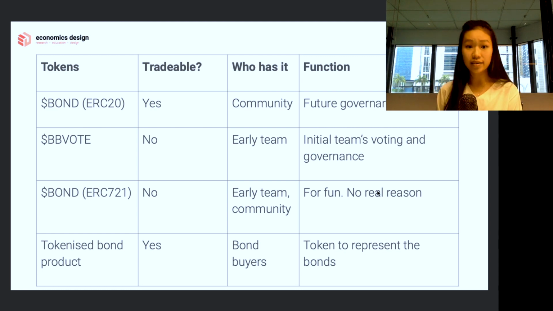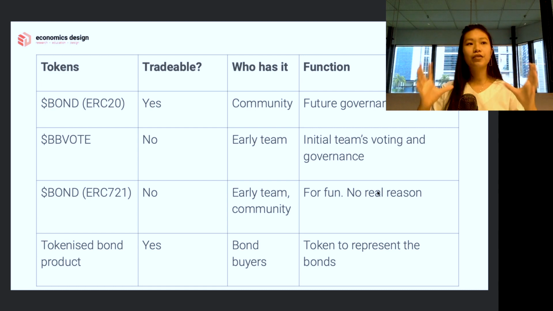Lastly, there's something that will exist that is not in existence right now: the tokenized bond product. This will be tradable, and the entire idea of BarnBridge is to create financial products, tokenize them, and then you can sell these products online or on different exchanges. People who want to buy this will be the bond buyers. If you want to buy a tokenized version of these financial products, you can buy them in token form, and these tokens will represent the financial product.